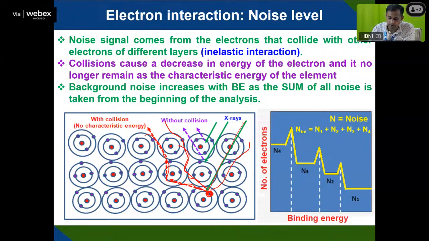You will be able to see that because of this, the inelastic collision takes place. So the background noise increases with binding energy, and the sum of all noise is taken from the beginning of the analysis. You can see your N1 here, then some binding energy gain, then some more gain. So N total, that noise, is equal to the noise involved in this state, this state, this state, and this state. That is because of collisions; those coming without collision are a different thing, and those coming with collision lose some energy because of this interaction.